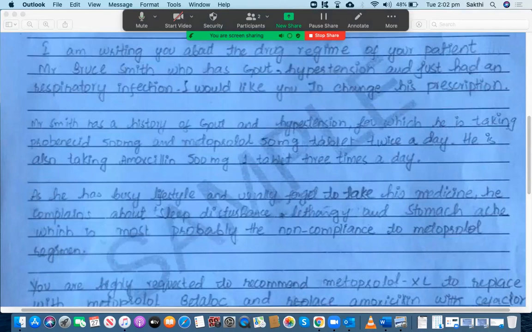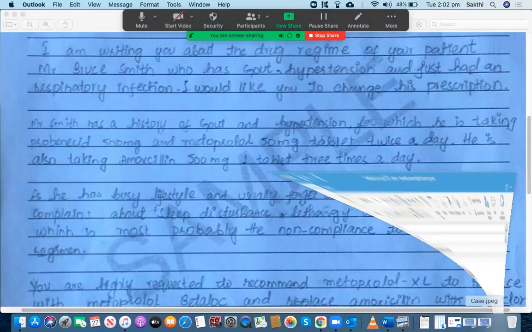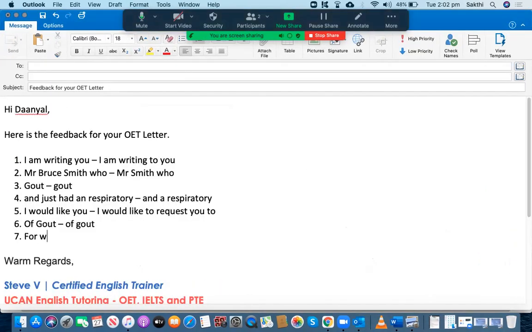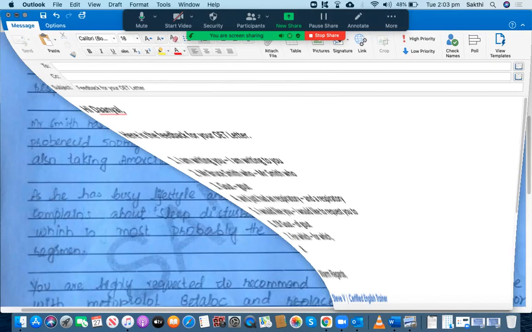That's good. But after "for which" you have to place a comma. You didn't place a comma after that. You should use "for which," comma. You should have written down the remaining sentences.